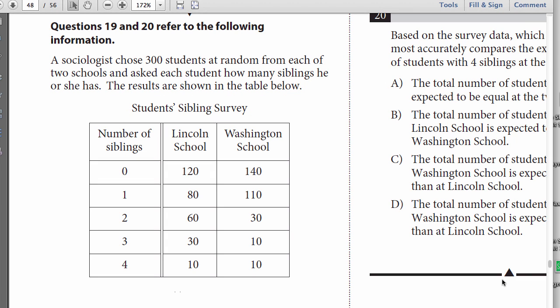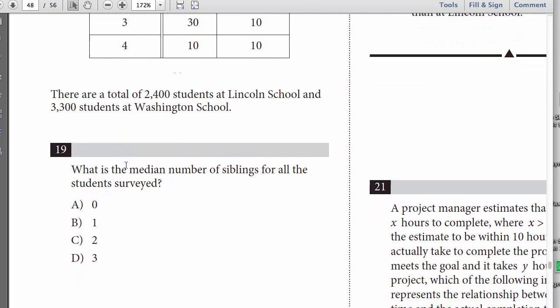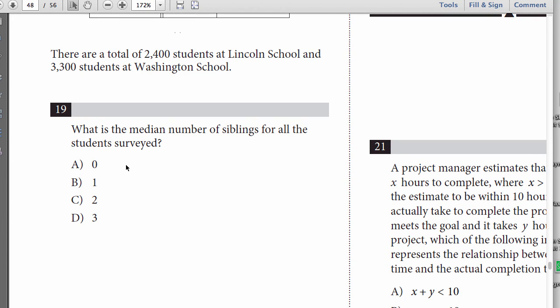All right, number 19. It says a sociologist chose 300 students at random from each of 2 schools and asked each student how many siblings he or she has. The results are shown on the table below. So we've got Lincoln School, all this adds up to 300, and we got Washington School, and all that should add up to 300. And here's all the siblings, or how many those people have on the left. So what is the question I want to know? What is the median number of siblings for all the students surveyed?